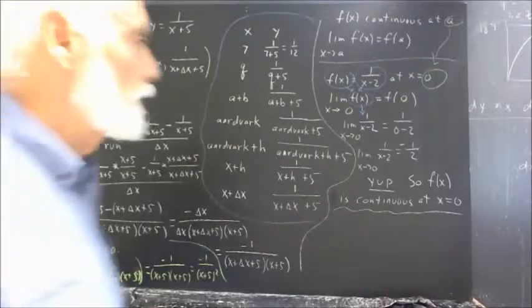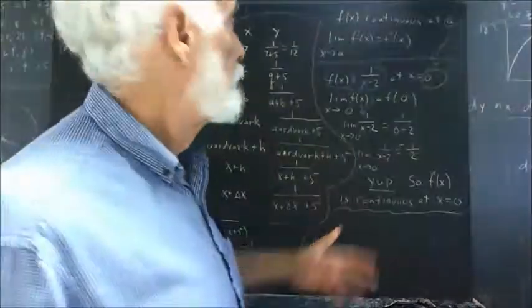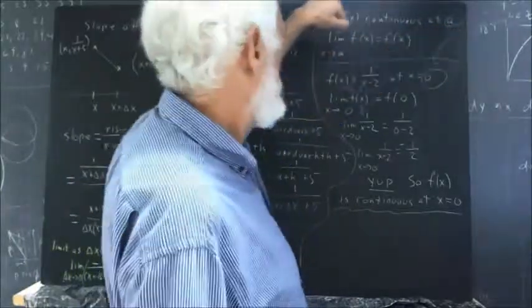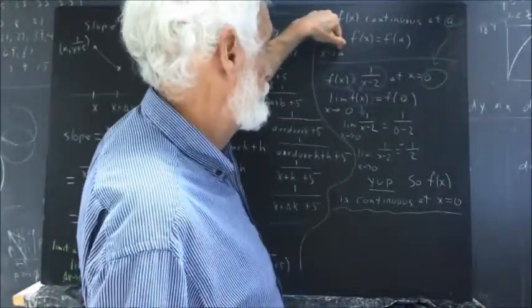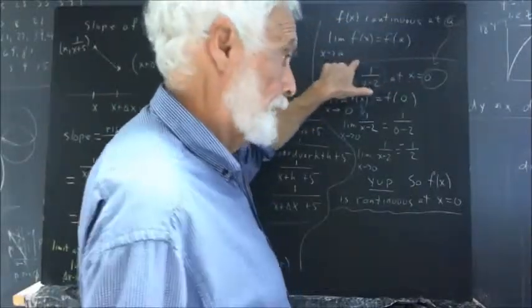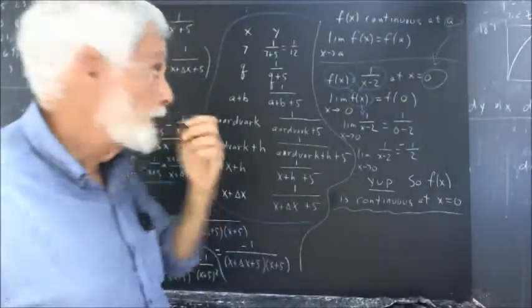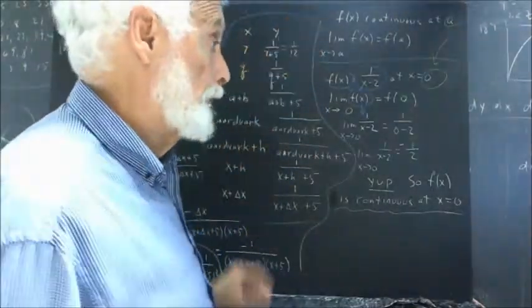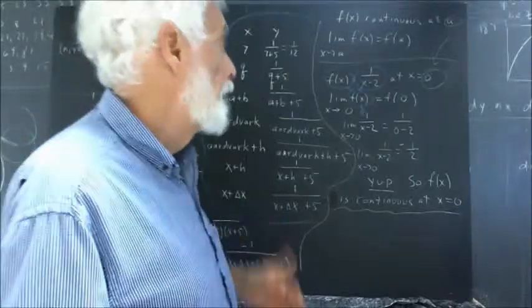Okay, we recall the definition of continuity. A function f of x is continuous at a if the limit as x goes to a of f of x equals f of a. That's the definition. Hopefully we've made some sense out of that definition, but here we're just going to quote the definition and do what it says to test continuity.